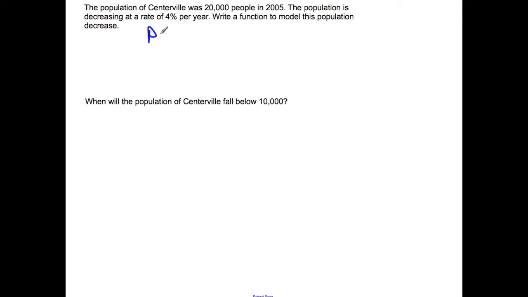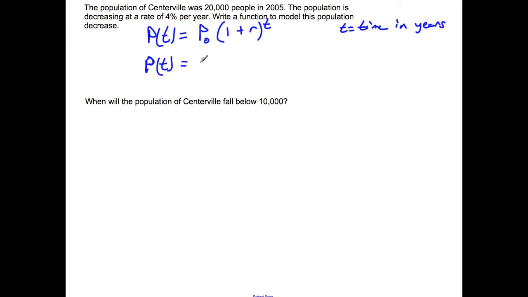Our general formula is going to be P of t, where t equals time in years. And we have our initial population, P naught, and then it's 1 plus the growth rate, here the decay rate, but just for our general formula. So now we just got to plug in. So P of t equals the initial population, and then it's 1, and our rate, it's decreasing by 4%, so we're going to say it's 0.04. So it's 1 minus 0.04 to the t.